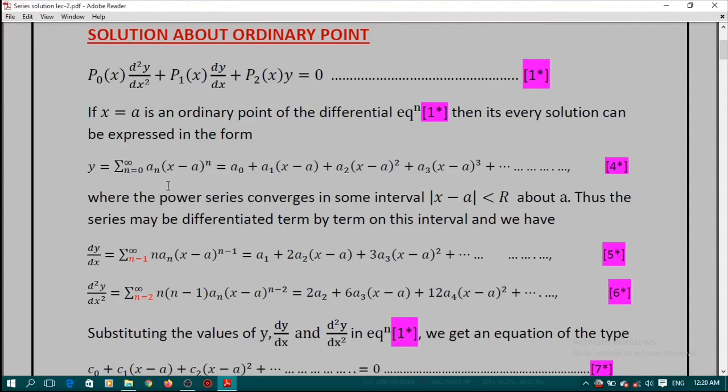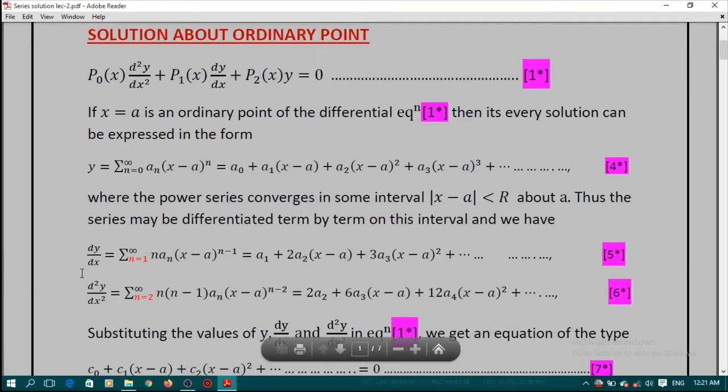So you can write the entire differentiation of the series as dy by dx equal to summation n running from 1 to infinity n an (x minus a) whole raised to n minus 1, that equals a1 plus 2a2 into (x minus a) plus 3a3 into (x minus a) whole square plus so on. That is equation number 5.